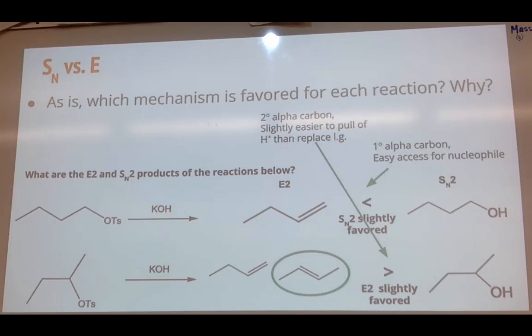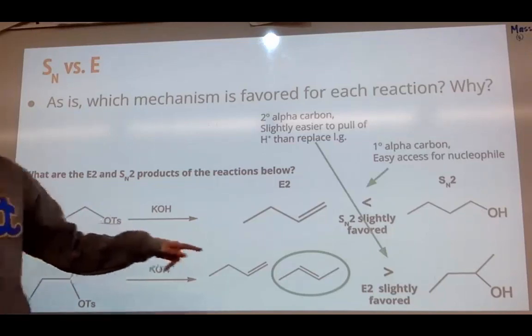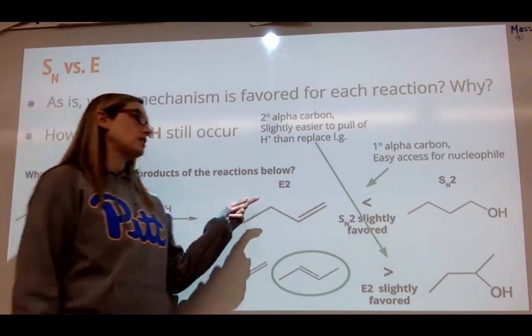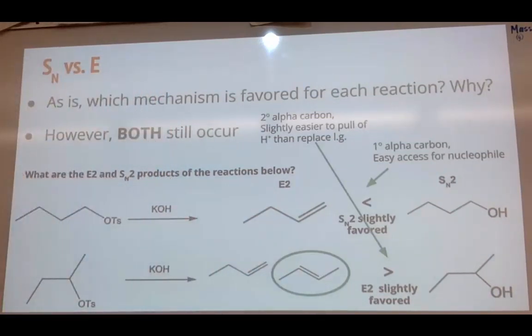We're looking at the secondary alpha carbon here. But the reason that E2 is slightly favored is that it's a little bit easier to pull off the H plus than it is to replace the leaving group. Now you look at this and you say, okay, so one's slightly favored over the other, but the biggest thing to remember is that they both will occur. So when we're looking at what are our major products, in both of these, we would expect to see products for E2 and for SN2.